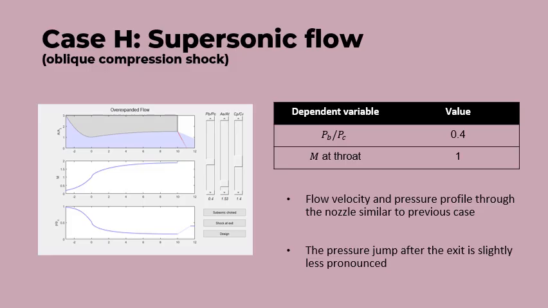The flow velocity and pressure profile through the nozzle is identical, but the pressure jump after the exit is less pronounced as the shock wave is obliquely positioned to the exit plane of the nozzle.